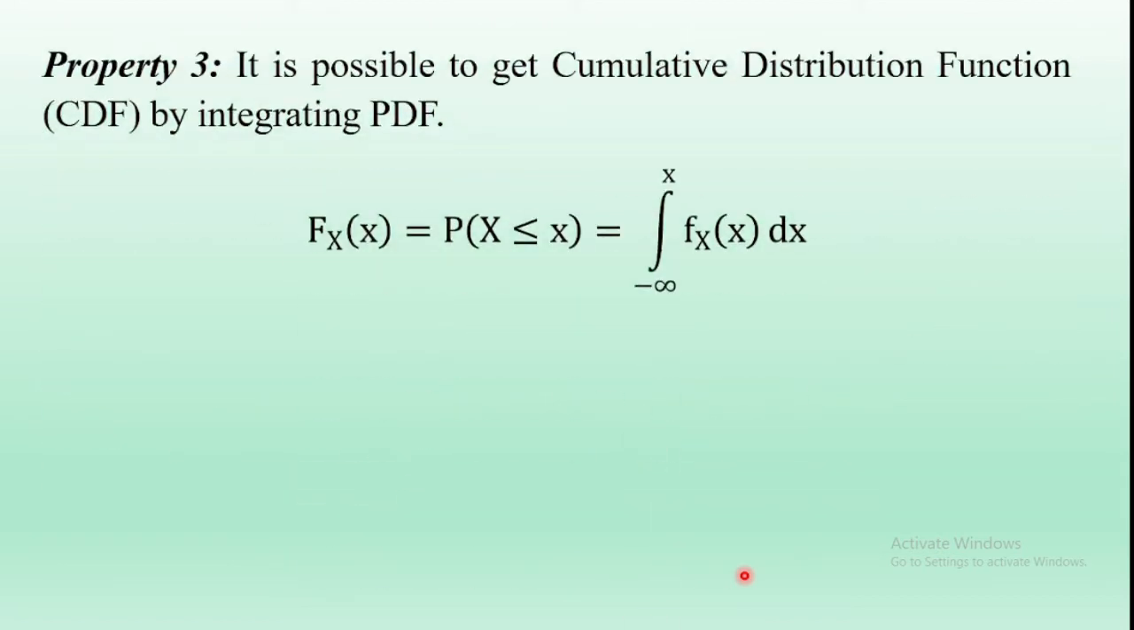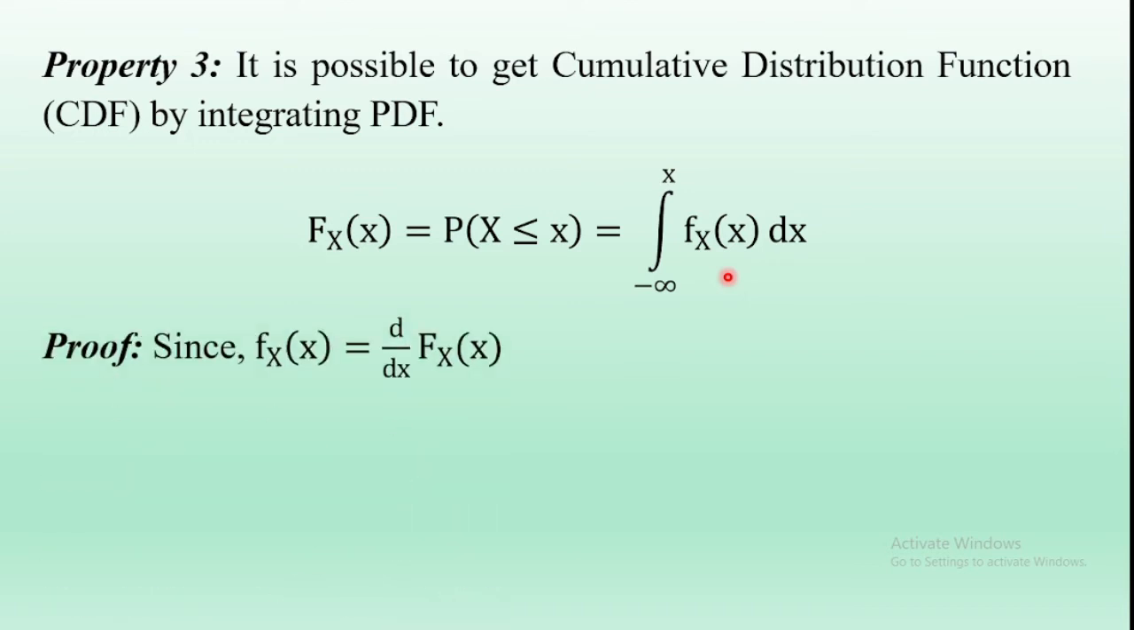Next, coming to the third property. FX(x) is equal to the probability of X less than or equal to x, and that is the definition of the probability distribution function, which is equal to the integral from minus infinity to x of the probability density function times dx. That means it is possible to get the cumulative distribution function capital FX(x) by integrating the probability density function. This is the third property.